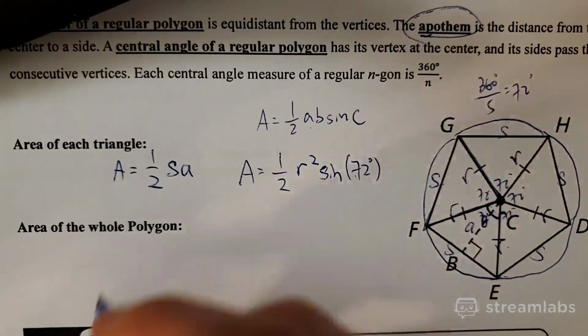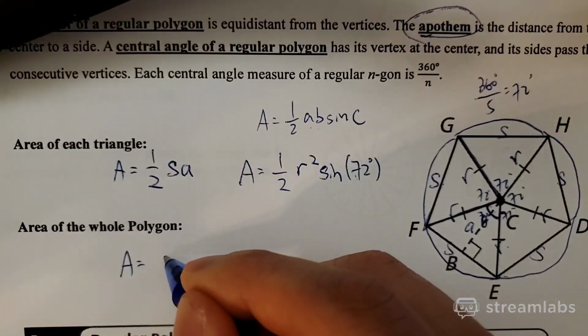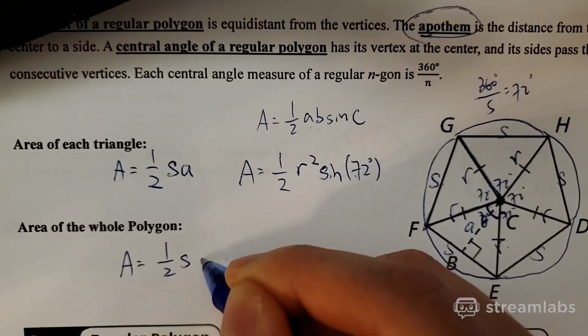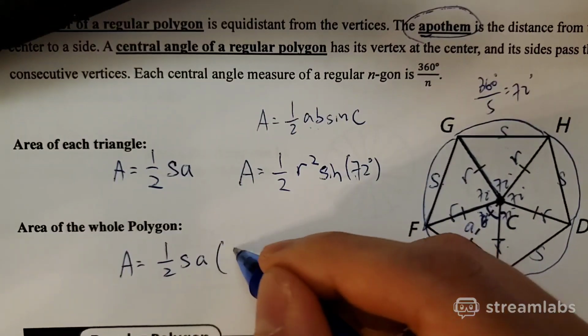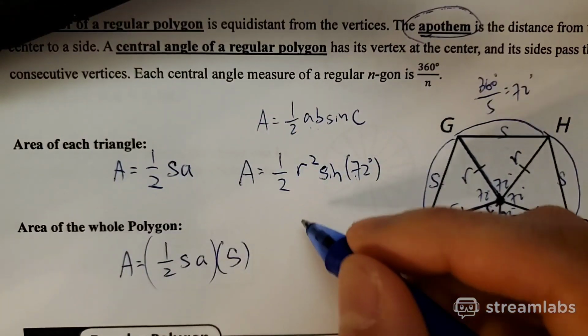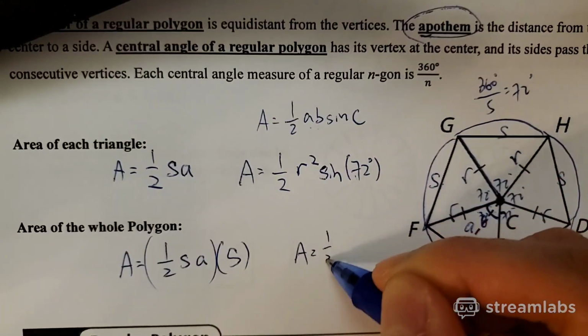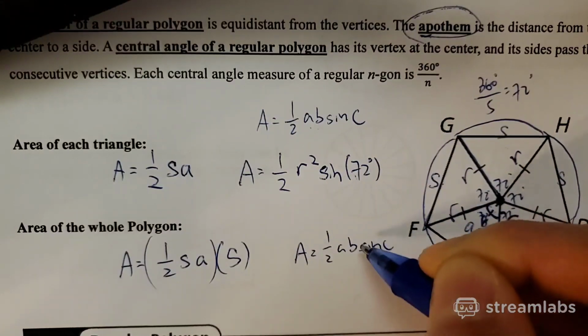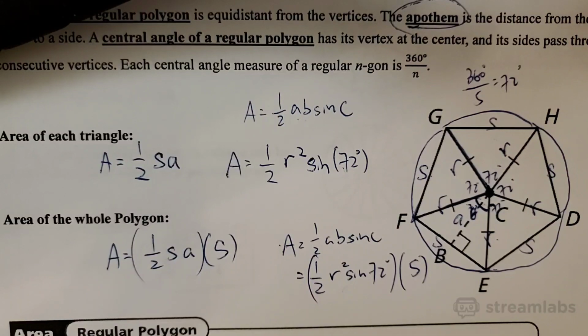Then the area of a whole polygon will be, in this case, 1/2 side times apothem, times 5, or the other one would be area equals 1/2 AB sine C. What's the strategy before we practice?